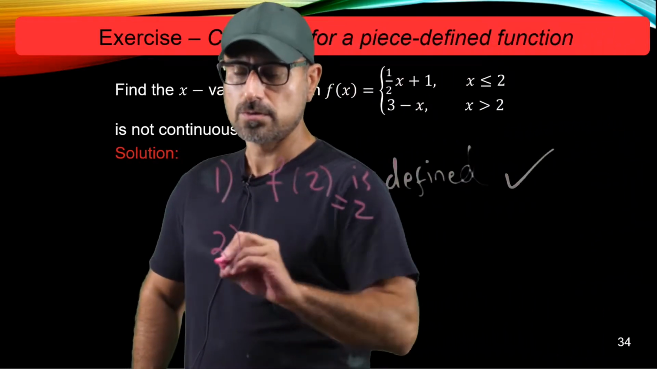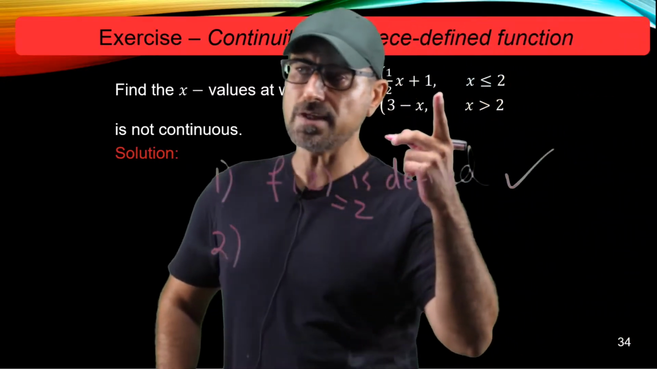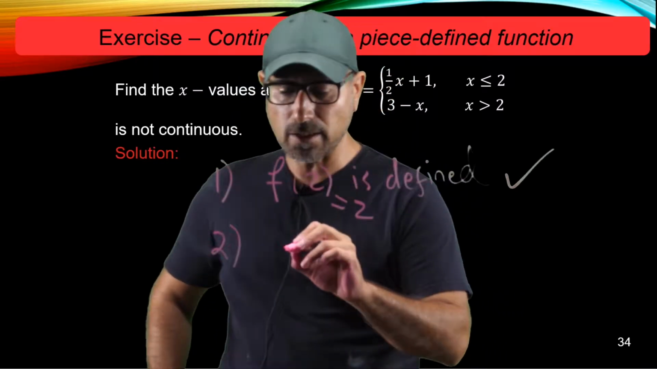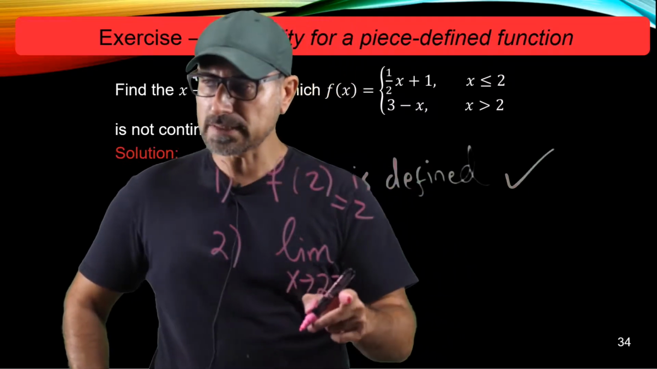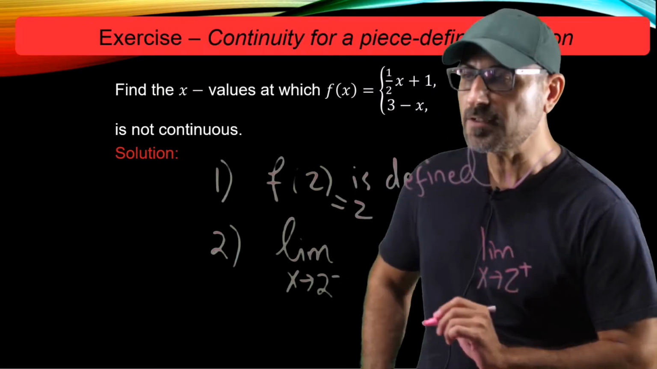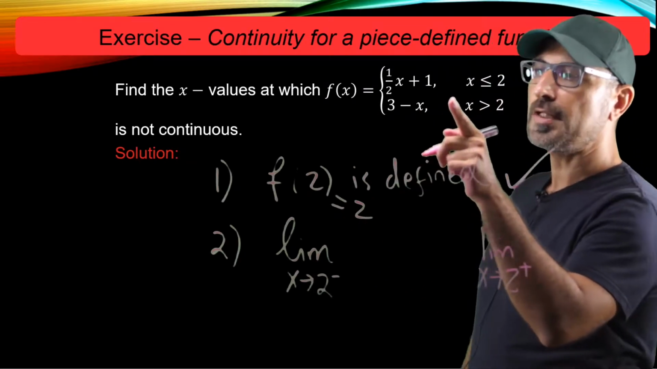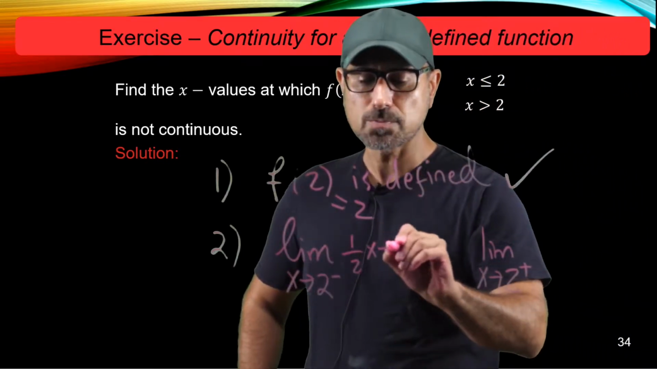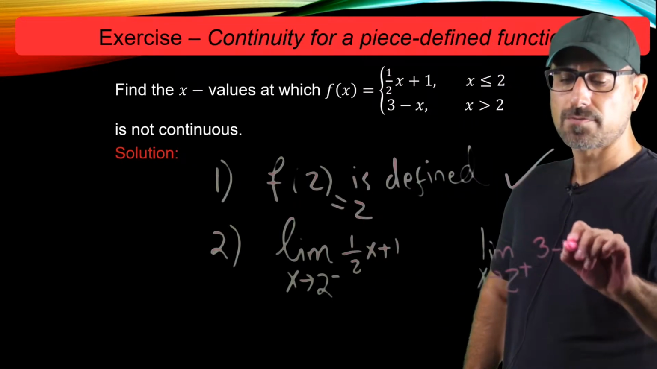And for number 2, we check the limit. Since it's a piecewise function, and we have different types of functions on each side of 2, we're going to look at the left and right limits. So we're going to look at the limit as x approaches 2 from the left, and the limit as x approaches 2 from the right for f. For the left limit, I'm going to use the top piece here, 1/2 x plus 1. And for this one, I'm going to use the bottom piece, which is 3 minus x.